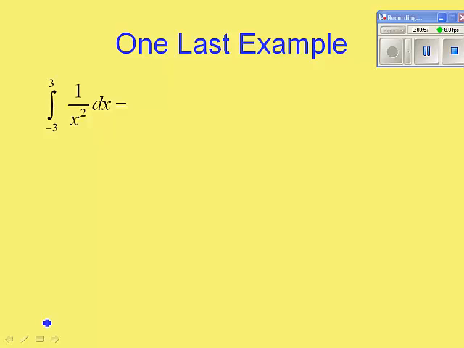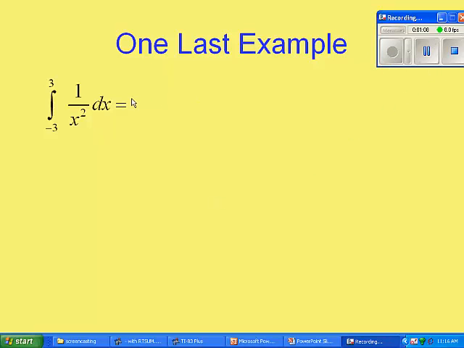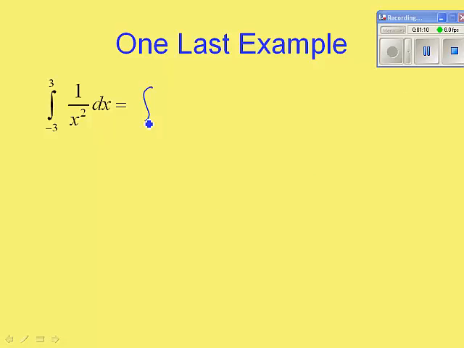Mike, try it by hand first, then we'll use the calculator. See if you guys can integrate these. What's the trick? What do I do? I go from negative 3 to 3. What would I write? x to the negative 2 dx, right?